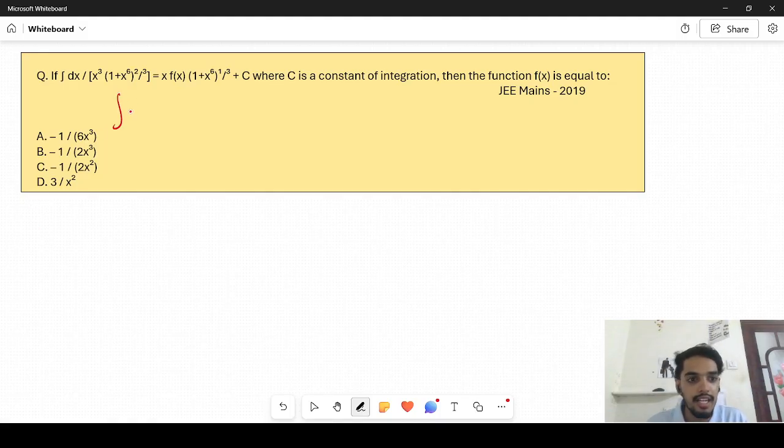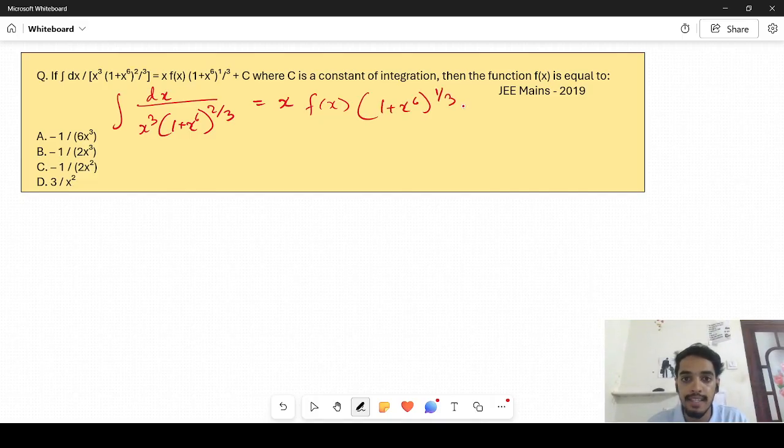Integral dx divided by x³ into (1 + x⁶) whole power 2 by 3 is equal to x into f(x) into (1 + x⁶) whole power 1 by 3 plus c. You have to find what this function f(x) is. So first, we have to do the integration and solve the question.